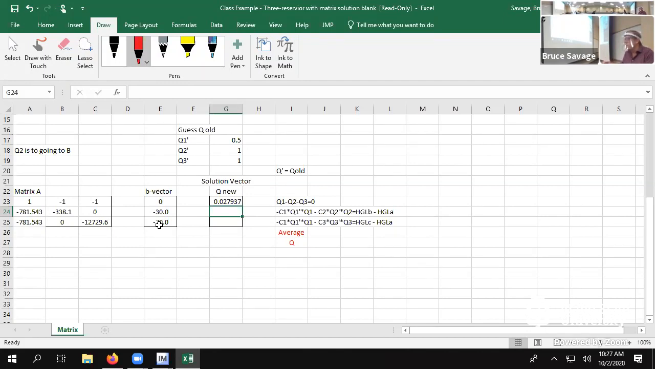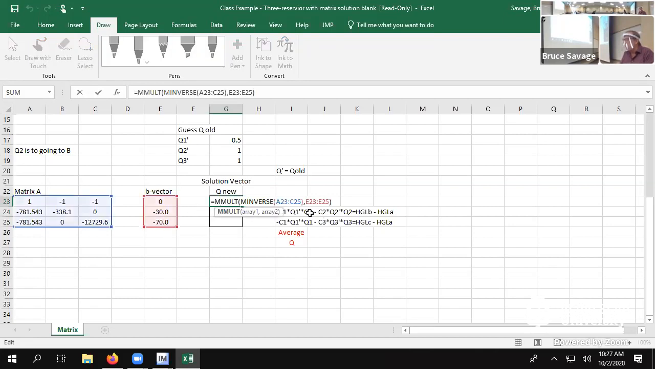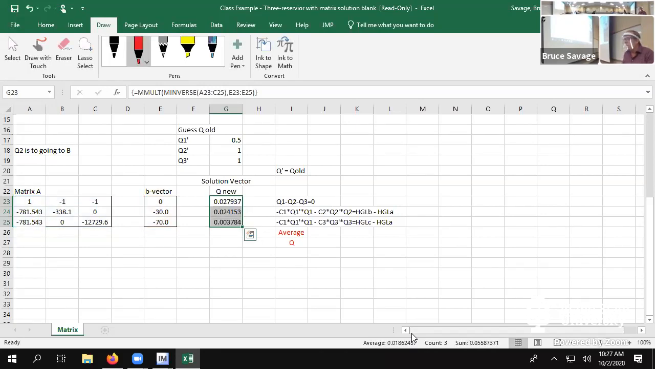So remember the sequence here. I'm going to highlight this right here, drag it down, hit F2, which is edit, and now I'm going to push at the same time Control Shift Enter. And there's my answers.